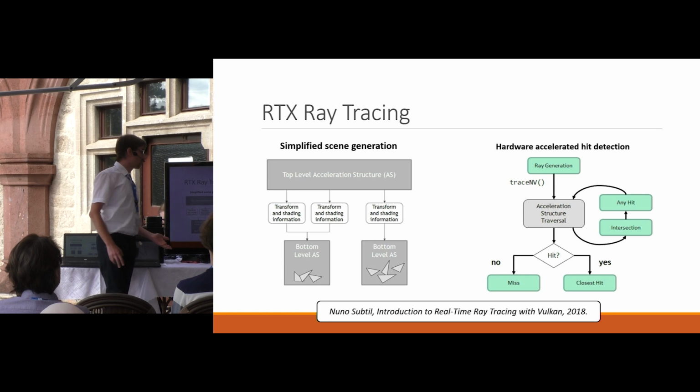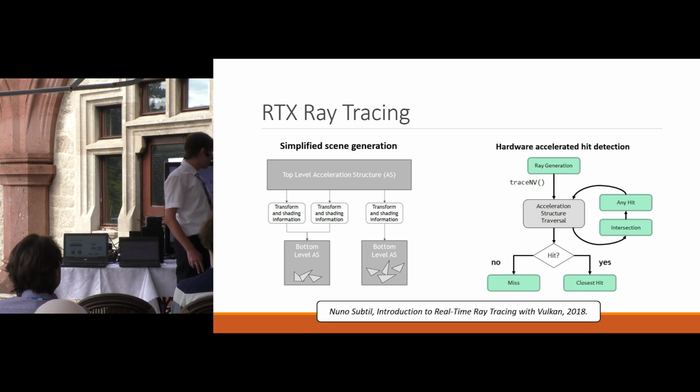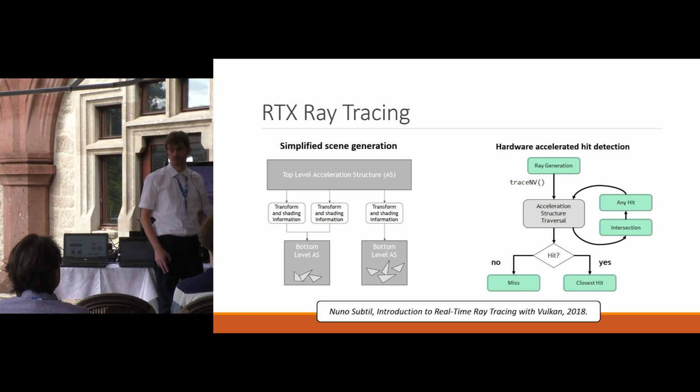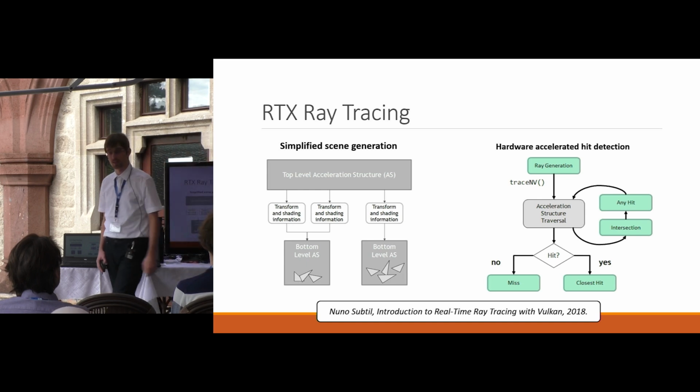Now, what's left to the programmer is basically to define a ray generation algorithm and what happens on certain events, like when the closest object is hit or when none of the objects are hit in the scene.